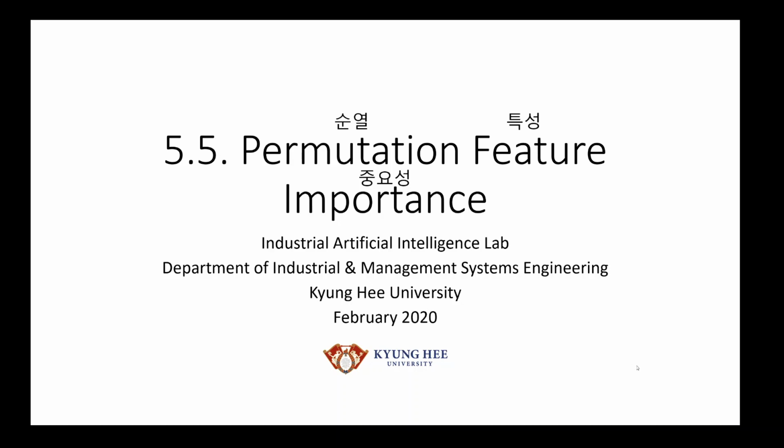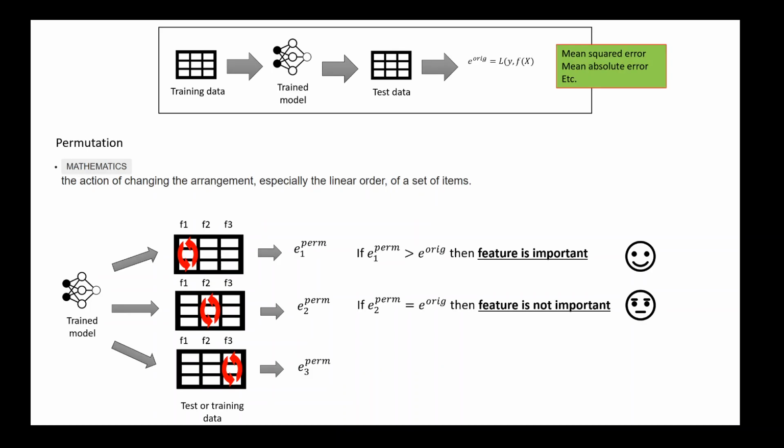Section 5.5 describes the permutation feature importance model-agnostic method, which measures the increase in the prediction error of the model after the values of the feature are permuted or randomly reordered. This is done with the purpose of breaking the relationship between the feature and the true outcome. The concept is very simple and straightforward.